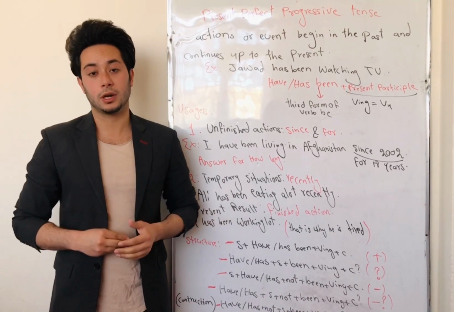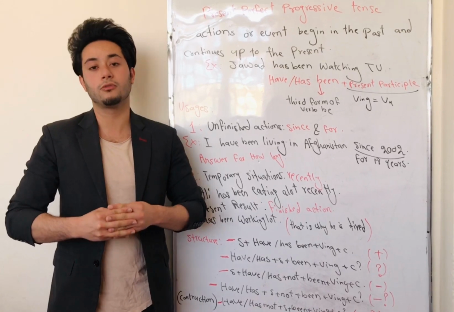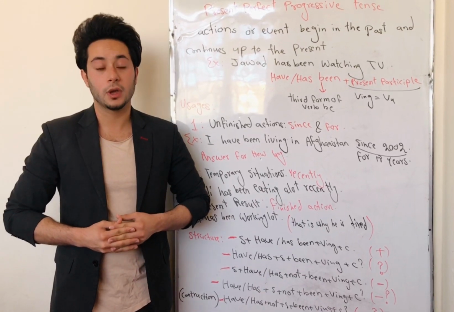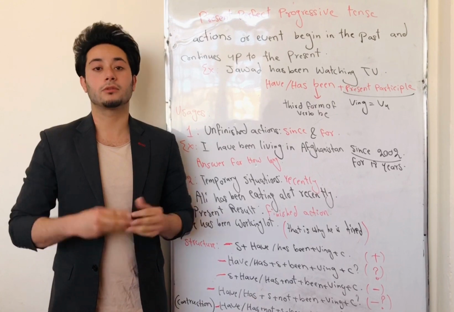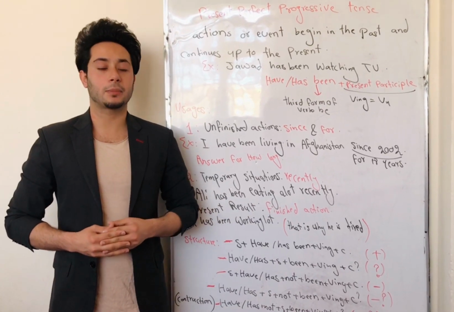And as we know, in progressive tense we need to use a to be verb plus a present participle form of the verb. It means we need to use a to be verb with a verb plus ing. Okay, now let's define present perfect progressive tense.